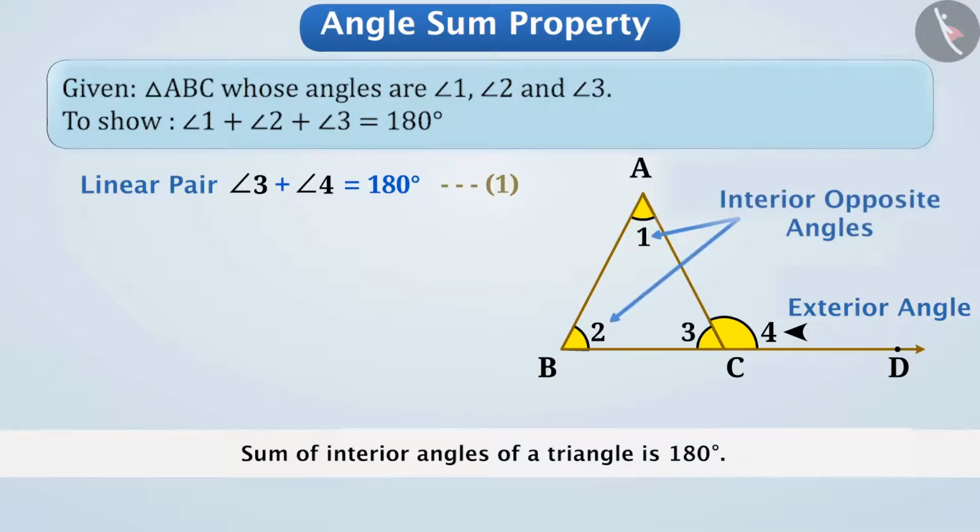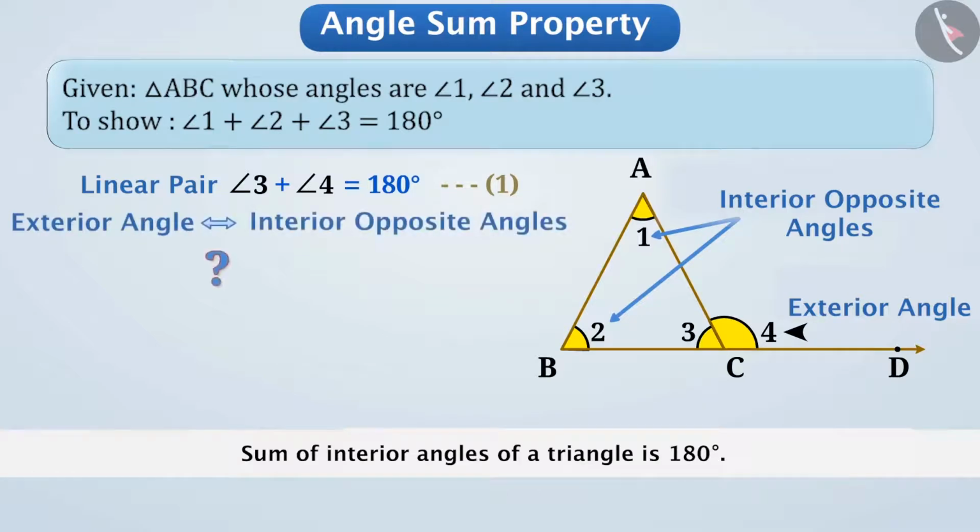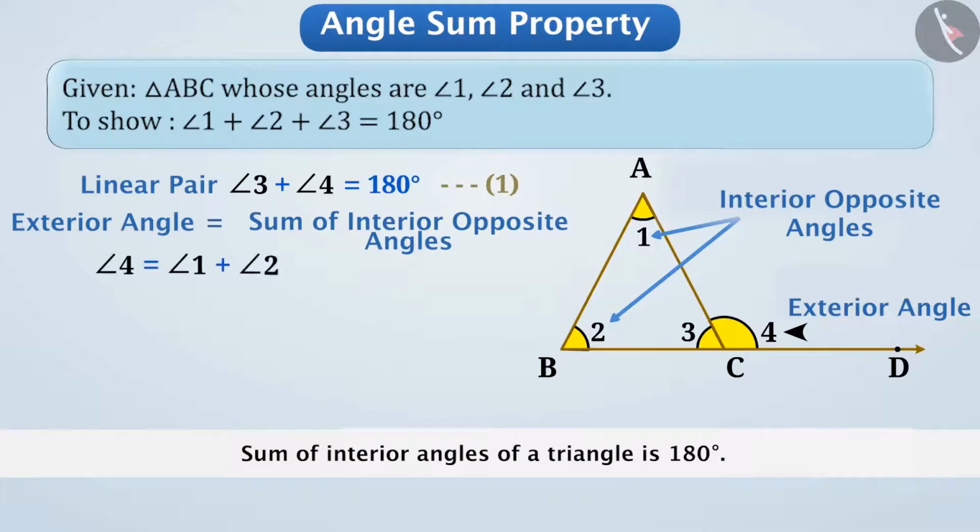Can you tell the relation between an exterior angle of a triangle and the interior opposite angles of it? Think for a while. Absolutely correct. The measure of an exterior angle is equal to the sum of the interior opposite angles of a triangle. Therefore, we can write angle 4 is equal to angle 1 plus angle 2.